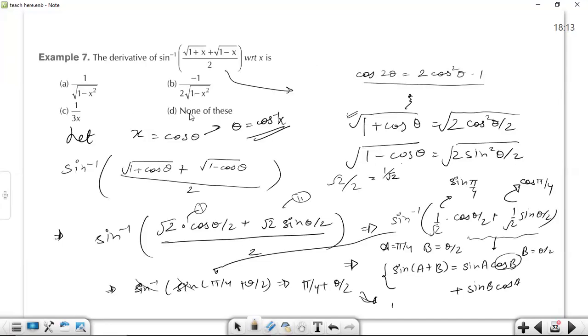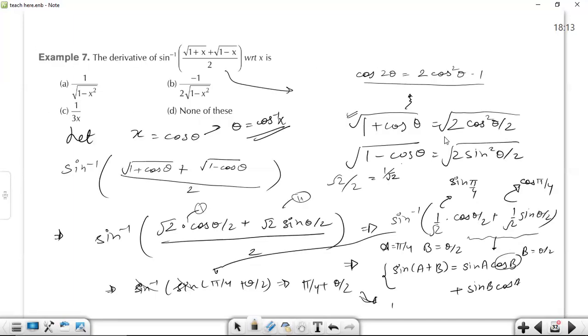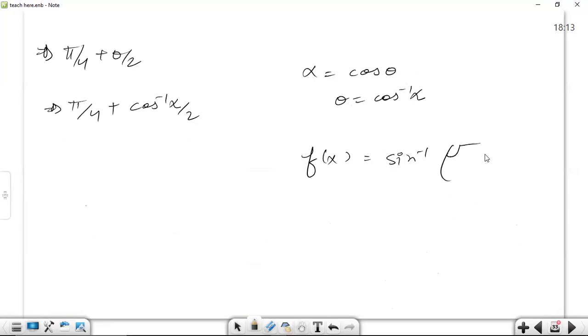So till now we have done only this, that we have simplified our function. What was our function? Sine inverse of square root of 1 plus x plus square root of 1 minus x by 2. So this was our function, and we have just simplified it and written it in this form. Now we will differentiate the function with respect to x. Pi by 4 is a constant, so its differentiation is coming out as 0.